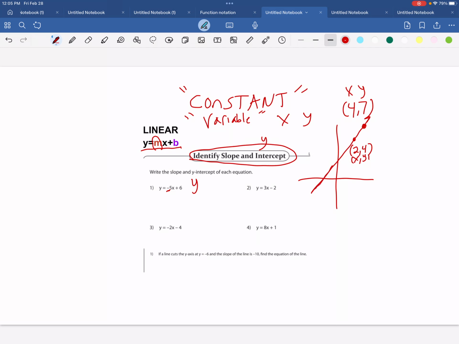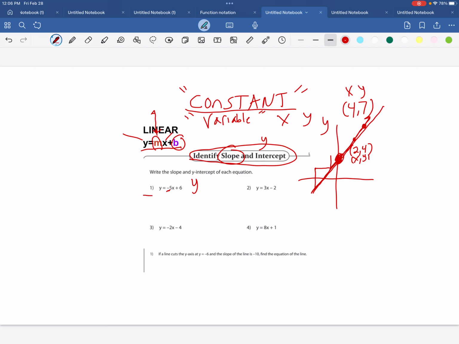But for this little sketch line I have here, it goes up the same amount it goes over every time. The steepness is the same. The slope is the same throughout a line. It is constant. So a constant slope would be a constant. Y is a variable, x is a variable, and b, the y-intercept, well, each line only has one place where it crosses the y-axis. So that is also a constant for a line. Those don't change unless you change the line.